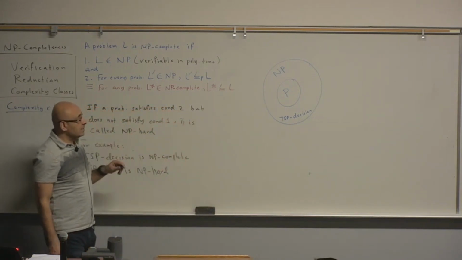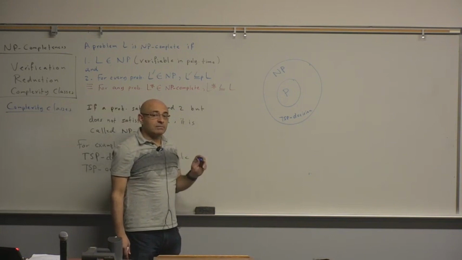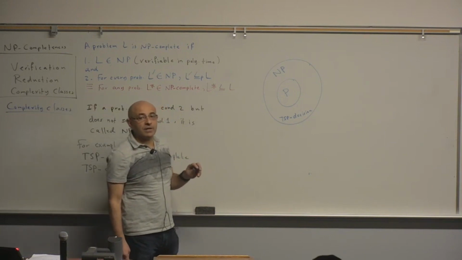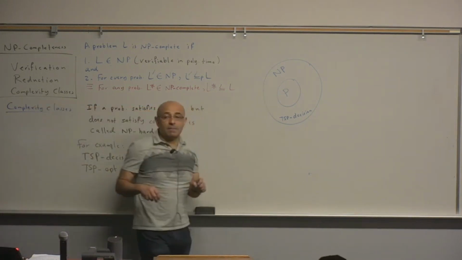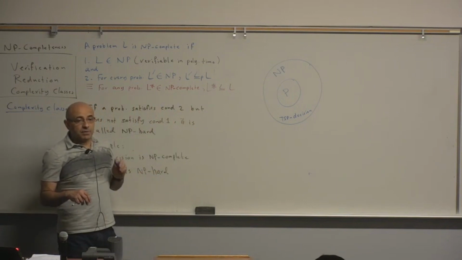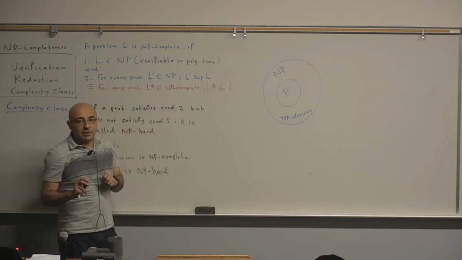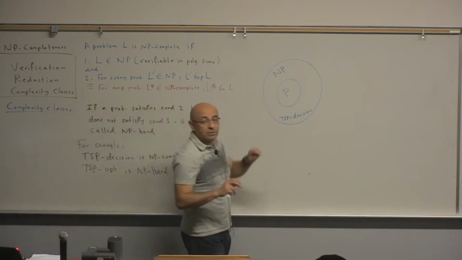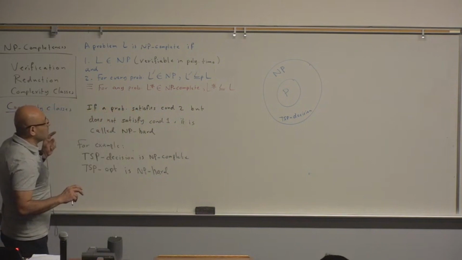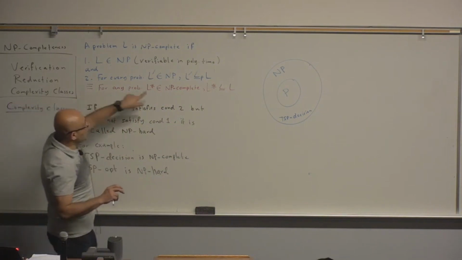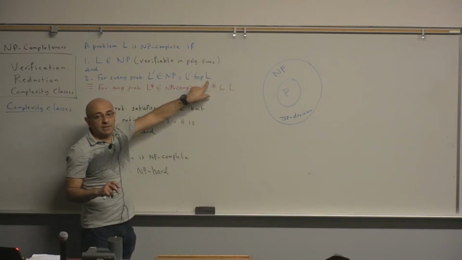Now the question is, what if someone discovers a polynomial time algorithm for solving one NP-complete problem? What will the relation between P and NP look like? Will they be the same? Yeah, they will be equal, because if someone can solve one NP-complete problem in polynomial time, all problems in NP are polynomially reducible to that problem, so we can solve all of them in polynomial time.